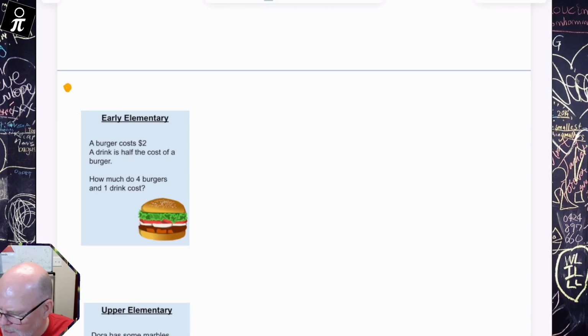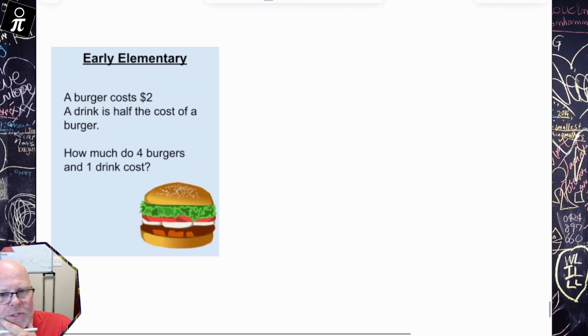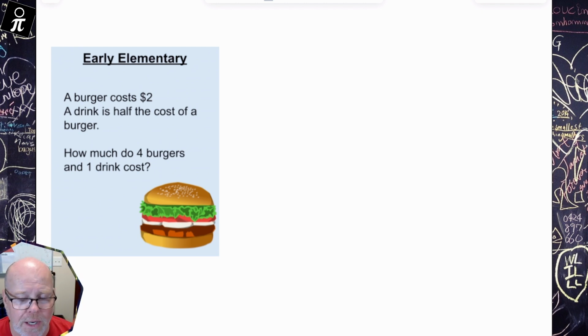And we're going to begin with, of course, you got to begin with the early elementary problem. Here you go. A burger costs $2. A drink is half the cost of a burger. How much do 4 burgers and 1 drink cost?